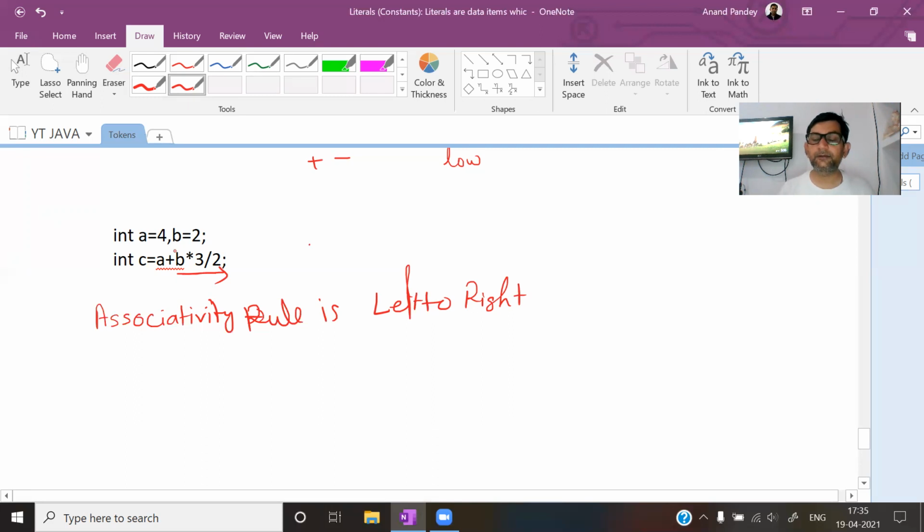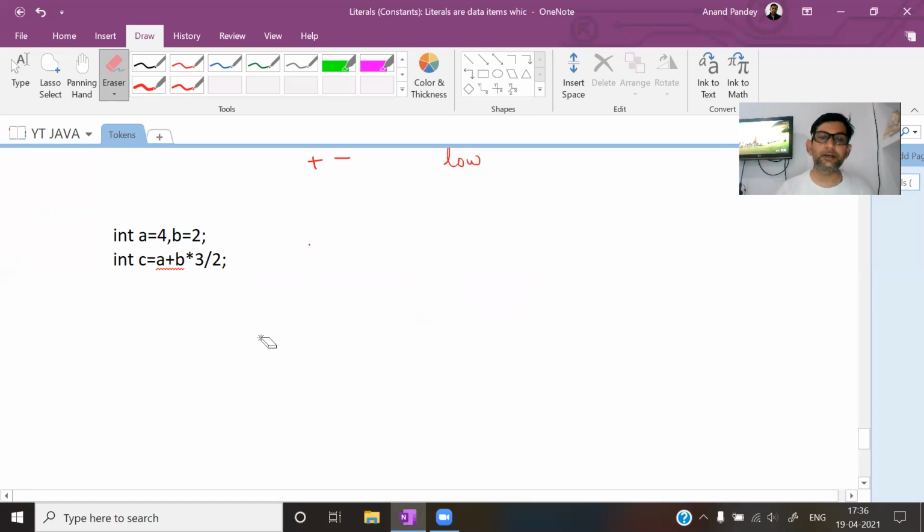Okay, so again I'm repeating, when the operators of same precedence are coming in sequence, then we need to apply associativity rule. And for the arithmetic operators, the associativity rule is what? Left to right. Left to right, किसी का right to left होता है, किसी का left to right होता है. But for arithmetic operator, it is what? Left to right. So you'll move from left to right, and whichever comes first will be calculated first.